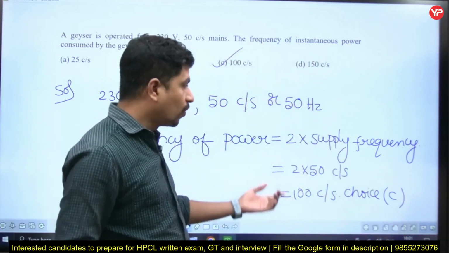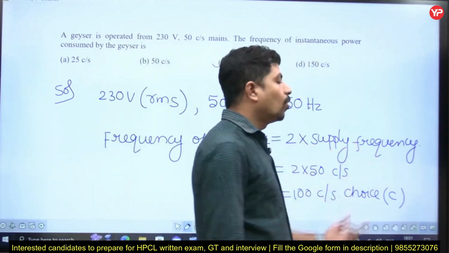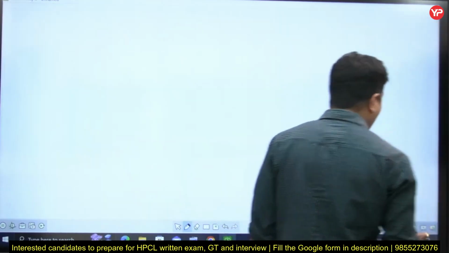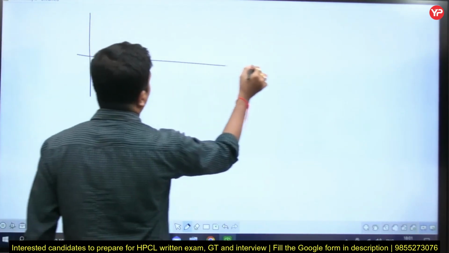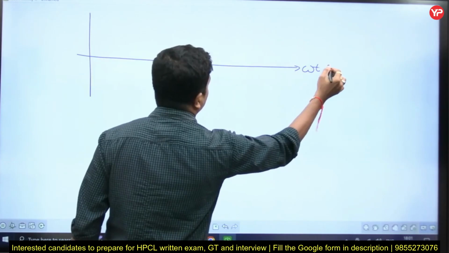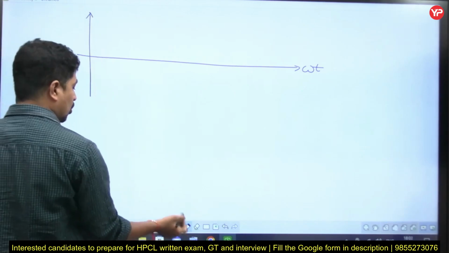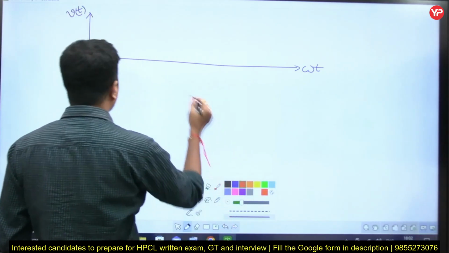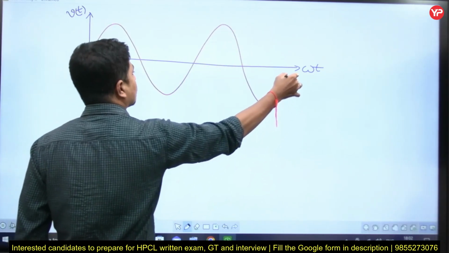If some of you want proof of how the power frequency is 2 times the supply voltage or current frequency, I'll show you with respect to waveforms, not with formulas. This proof is anyhow not required for you, but I want you to understand the background of the concepts. This is the voltage you are supplying to a resistor.